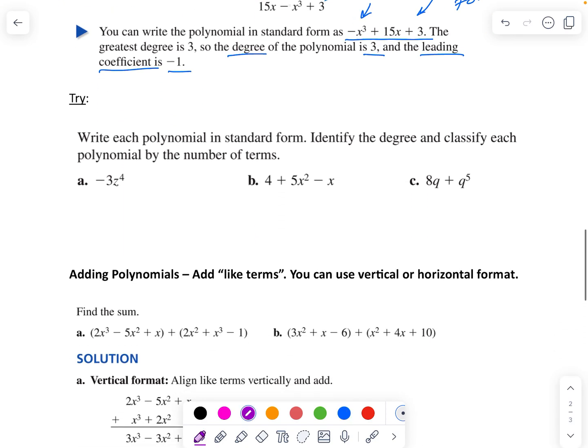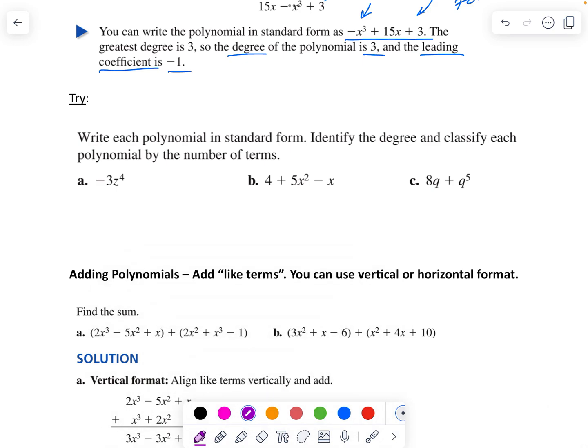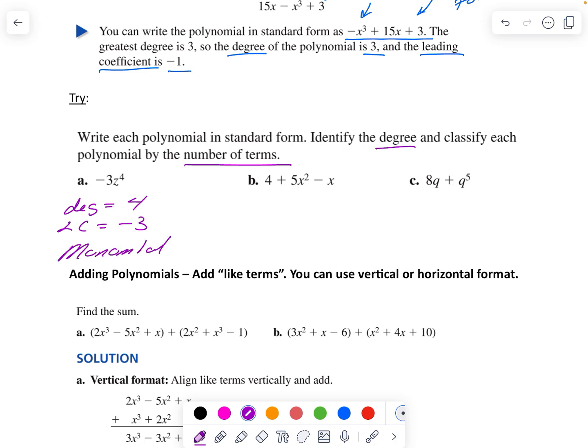Let's try some examples. So for this one here, it already is in standard form because there's nothing to rearrange it with. It's a monomial. We want to identify the degree and classify by the number of terms. So this is a, well, let's say the degree is 4. I'm going to also do leading coefficient. Oops, leading coefficient is -3, and it's a monomial based on the number of terms.